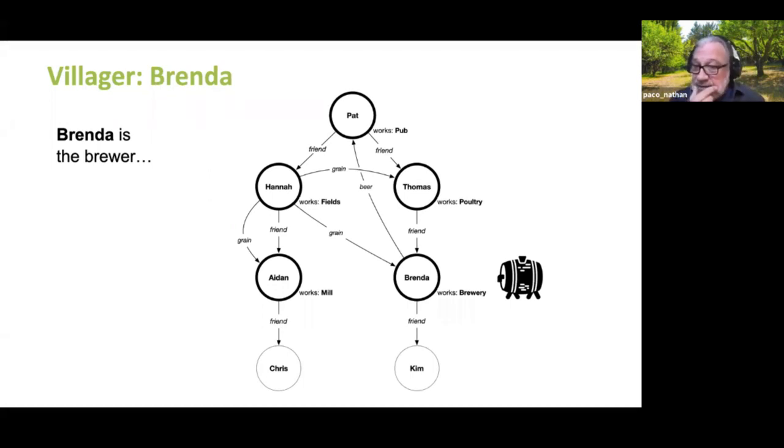And then Brenda works the brewery, also buys grain from Hannah and produces beer. Brenda sells that beer back to Pat, who runs the pub. And Brenda has a friend, Kim.